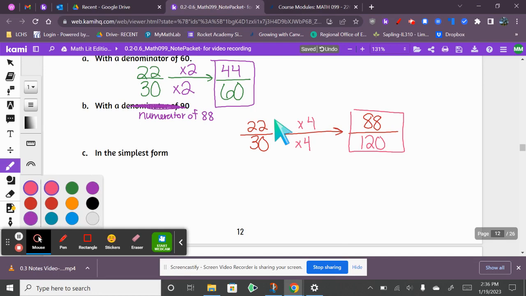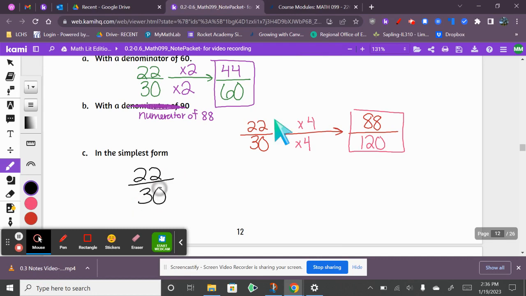To put a fraction in the simplest form, we are going to take out any common factors that 22 and 30 have. So the easiest way to do it is to just divide by 2 for this one, and we would get 11 over 15. There are no other common factors that go into 11 or 15, so that's all that we need to do.